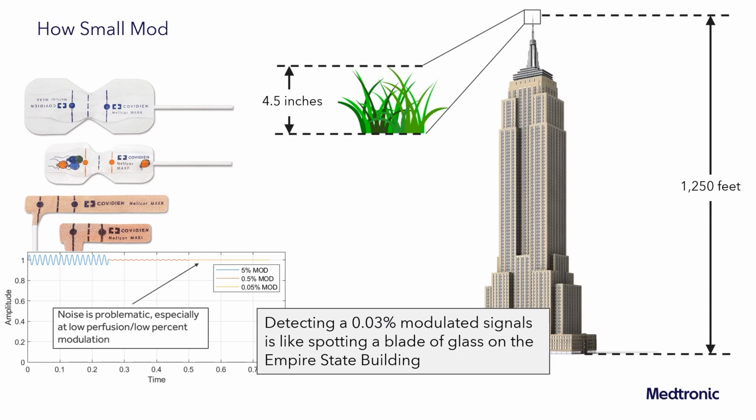0.3% modulation would be similar to trying to detect a blade of grass on top of the Empire State Building. So this, I hope, gives some appreciation when we say that Nellcor can read down to 0.03% modulation. A lot of care has to be taken into the design, especially the electrical design of the sensor and the electronics, to be able to measure these signals accurately.